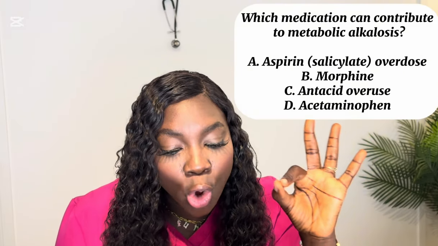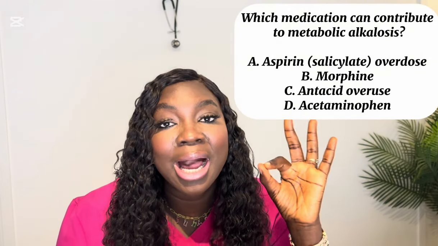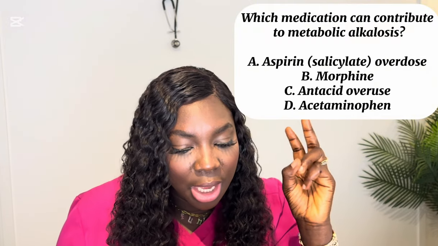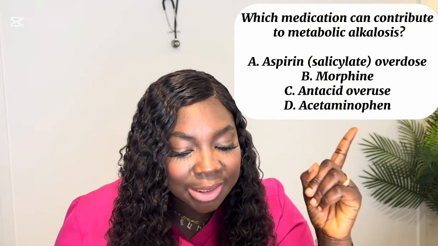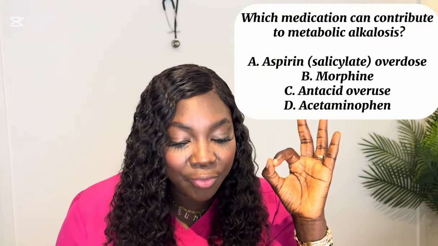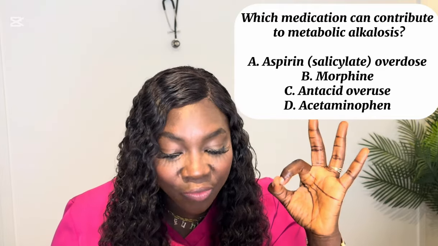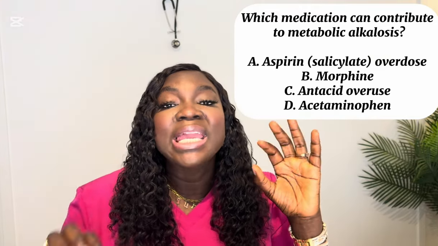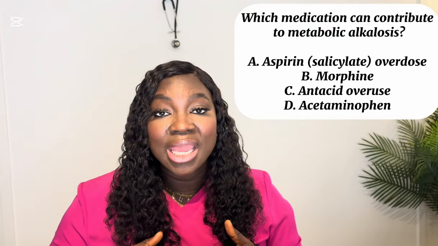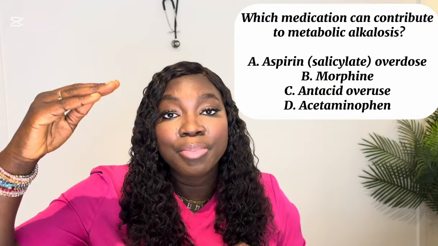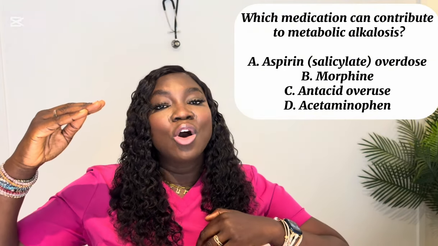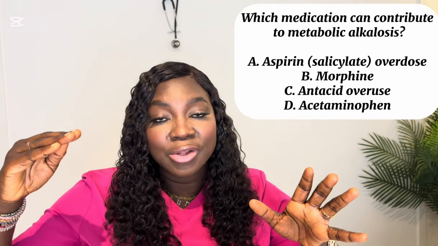Which medication can contribute to metabolic alkalosis? A, aspirin, which is salicylate overdose. B, morphine. C, antacid overuse. And D, acetaminophen. Guys, the right answer is C, antacid overuse. Let me tell you. In metabolic alkalosis, it means there is less acid in the body and more bicarb or base in the body, because the acid has gone out of the body.